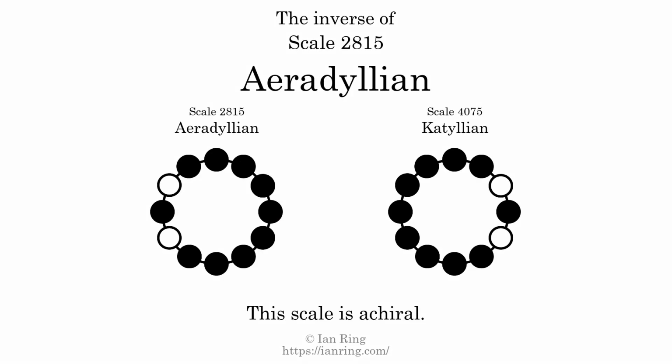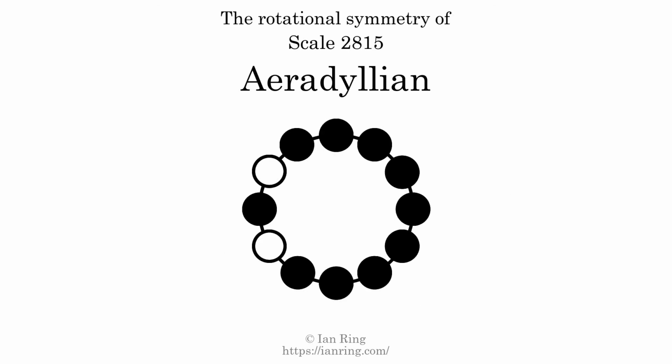The inverse of a scale is a mirror image. It is what you get when the sequence of intervals is reversed. The inverse of this scale is scale 4075, also known as cotillion. This scale is achiral, since it can transform into its own reflection by a rotational transformation. This scale has no rotational symmetry.